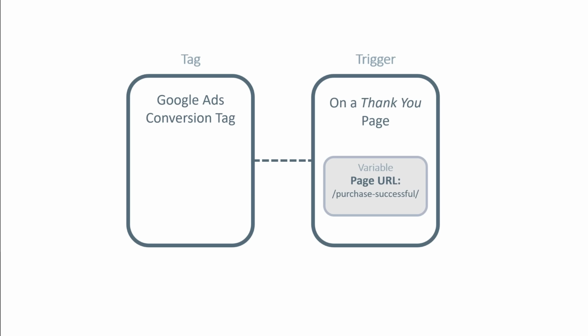So the page URL in this case is the variable that we use in the trigger. And then together with the Google Ads conversion tag, we want to send the order total. So that's another variable. If this still sounds confusing, don't worry. We will soon be using those variables in action, and then you should start understanding this concept better.